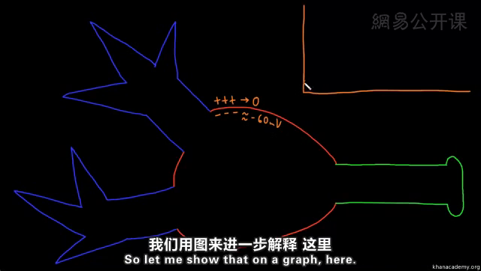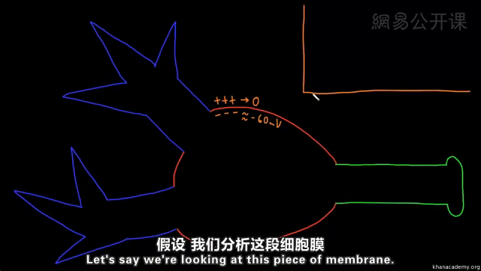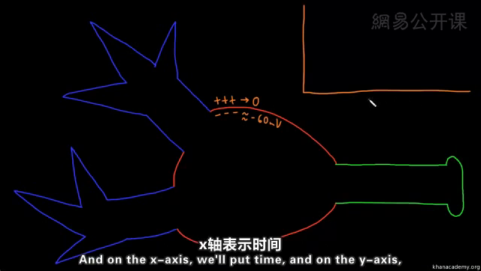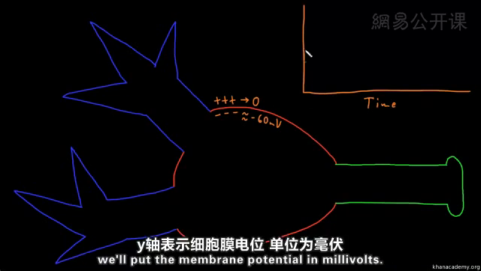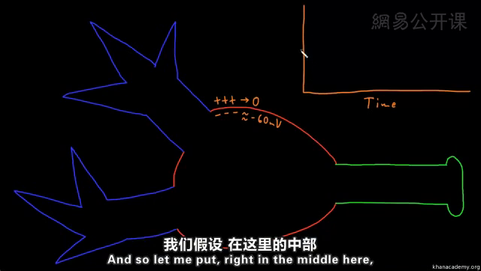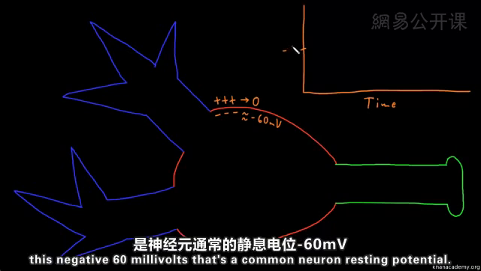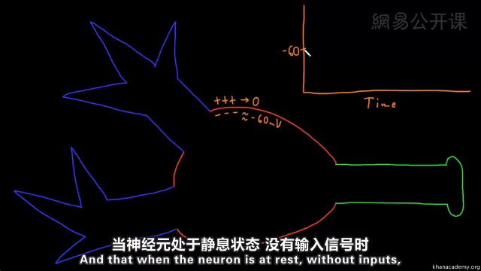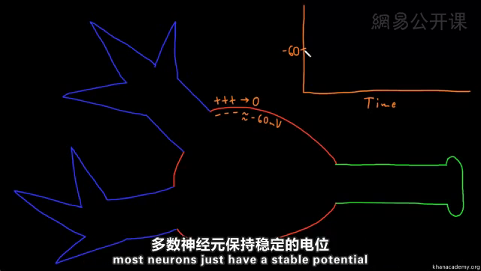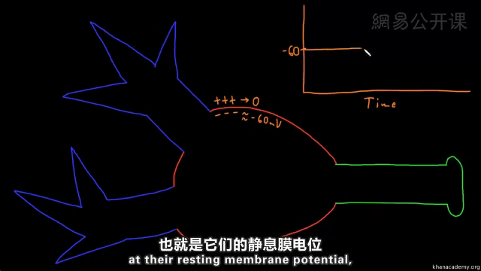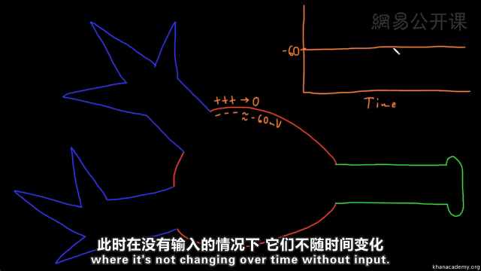So let me show that on a graph here. Let's say we're looking at this piece of membrane, and on the x-axis we'll put time, and on the y-axis we'll put the membrane potential in millivolts. And so let me put right in the middle here this negative 60 millivolts. That's a common neuron resting potential. And when the neuron is at rest without inputs, most neurons just have a stable potential at their resting membrane potential, where it's not changing over time without input.